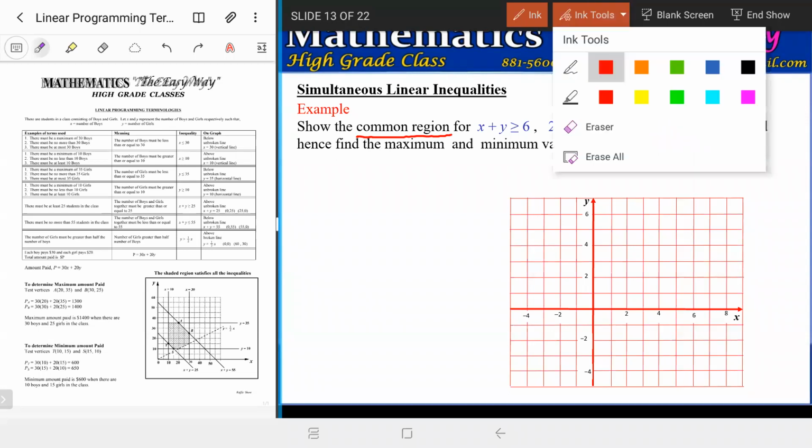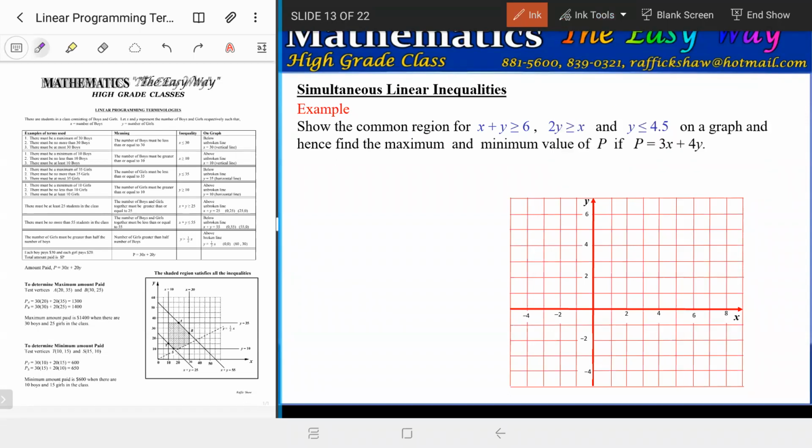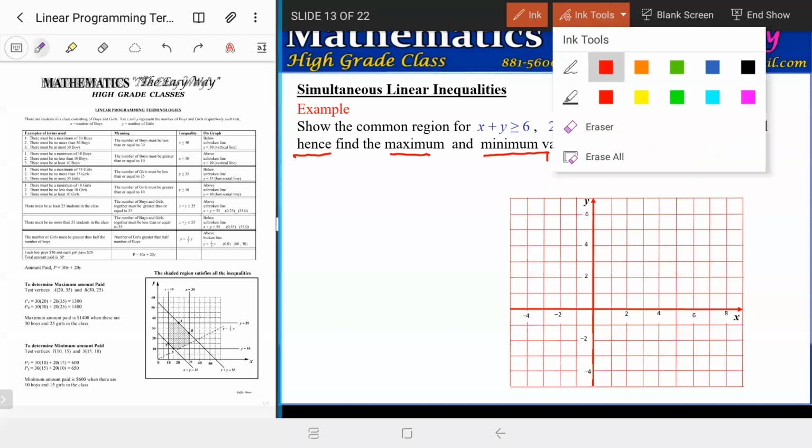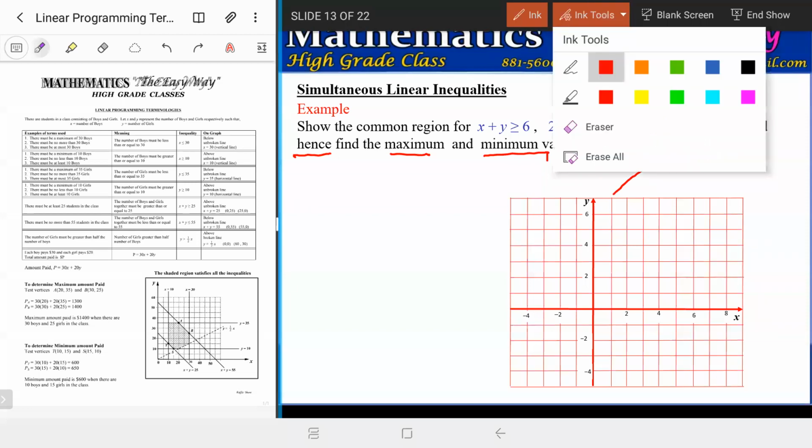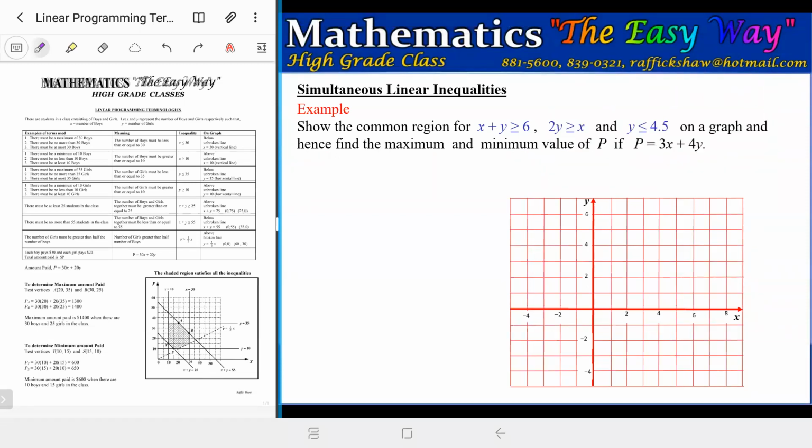All right? And after we find that common region, it says, and hence find the maximum and the minimum value of this expression, P. P equals 3x plus 4y. I want to find what the maximum value of P can be and what the minimum value of P can be within that common region. And as I was saying, you go to the vertices to determine the maximum and minimum. I'm going to do some examples and show you.